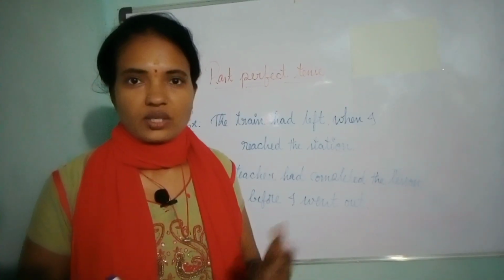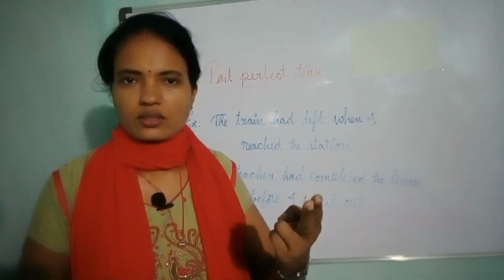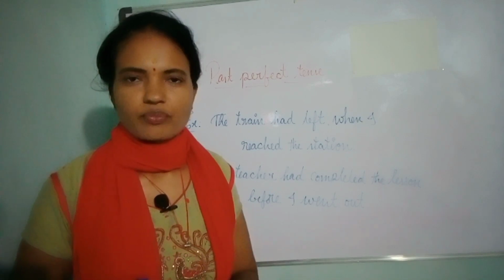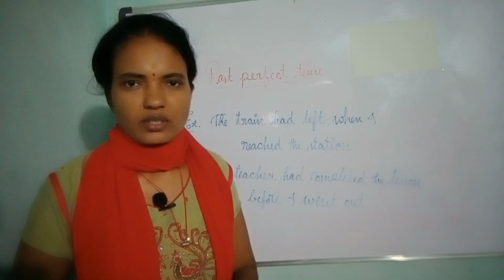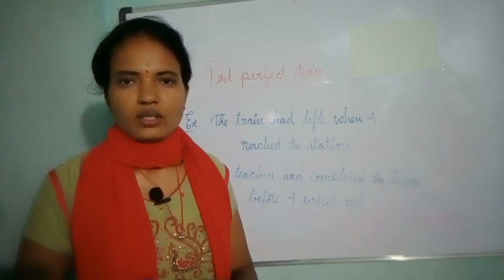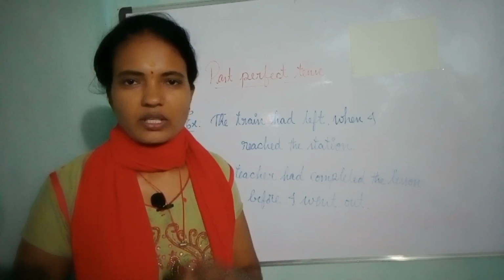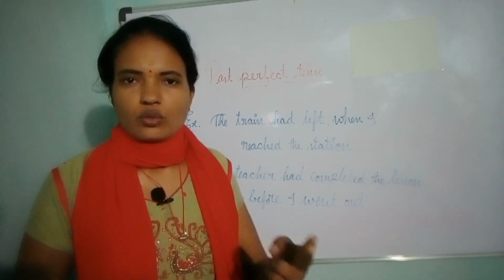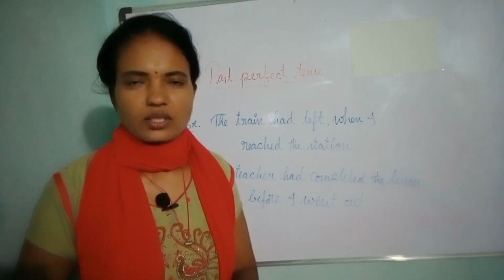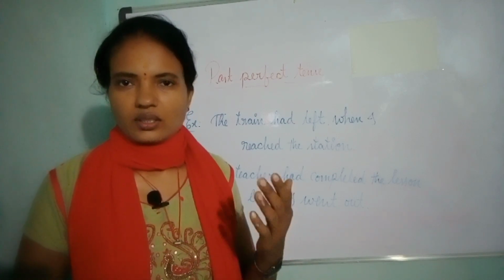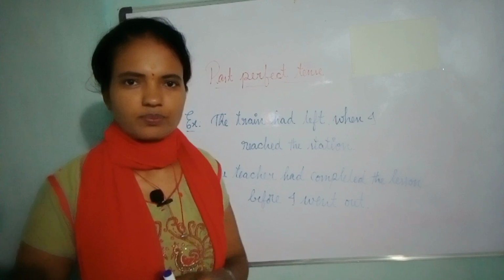So let's see a note. When two actions take place in the past, we use had plus V3 for the first action and the other action will be in simple past.